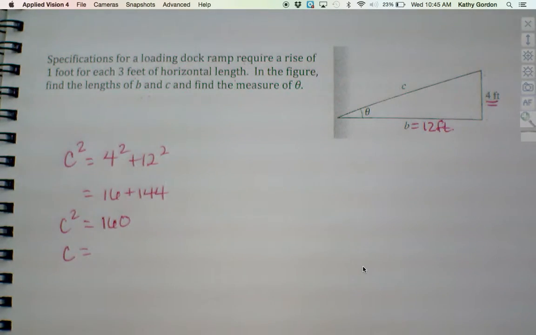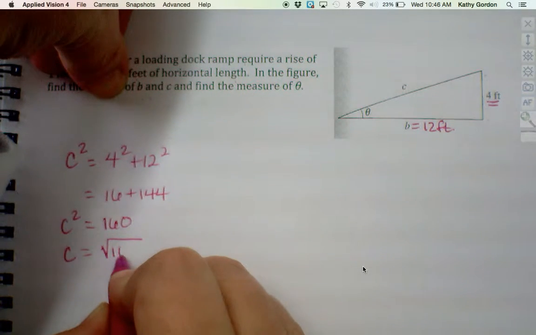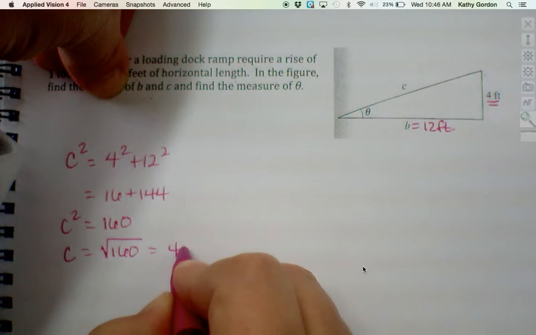Can that be simplified? If I take 40 times 40, will it give me 160? Root 160. Yeah, that's what we're talking about. And I'm asking, can that be simplified? Yes. 4 times what? 4 root 10. Okay. So the square root of 160 would be 4 root 10.